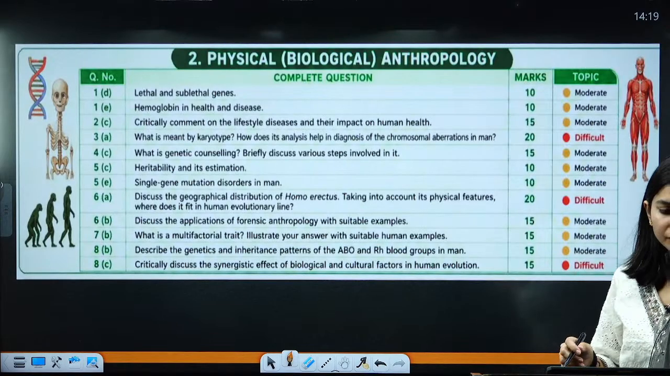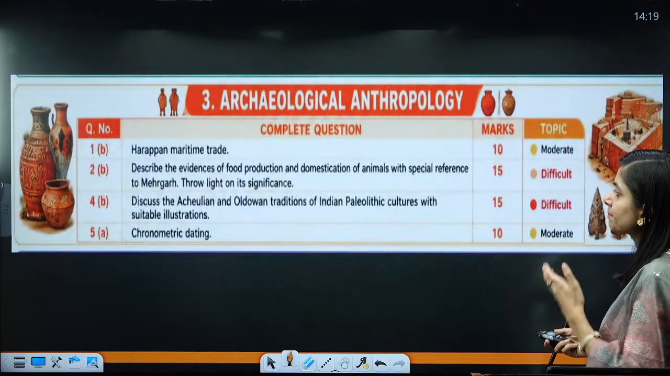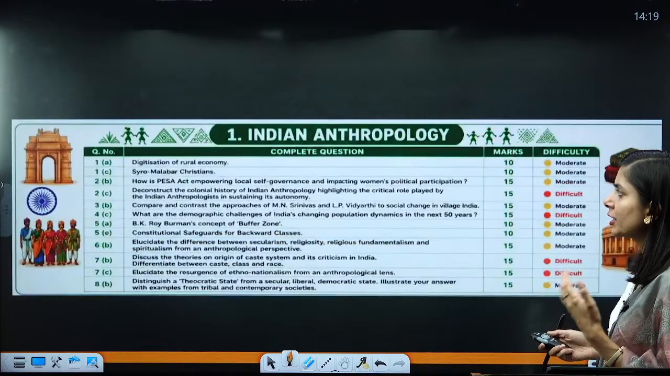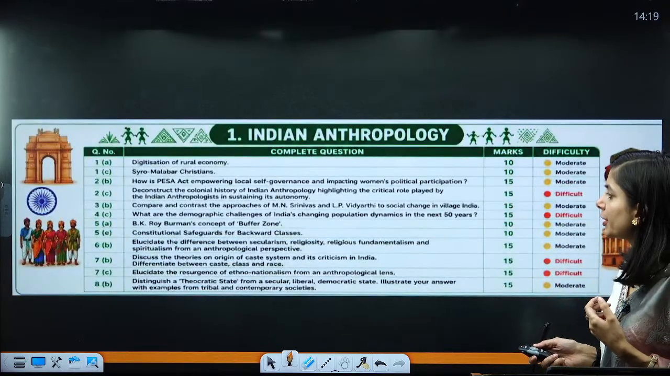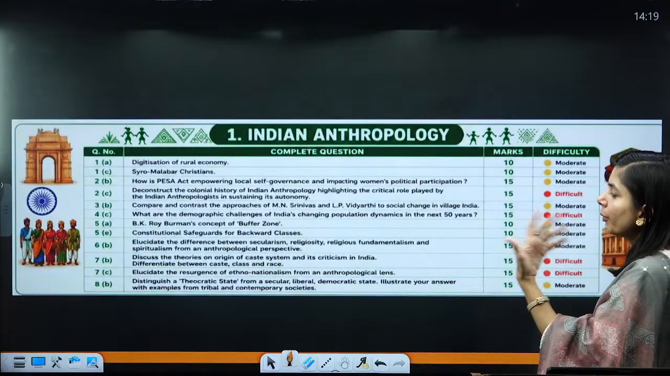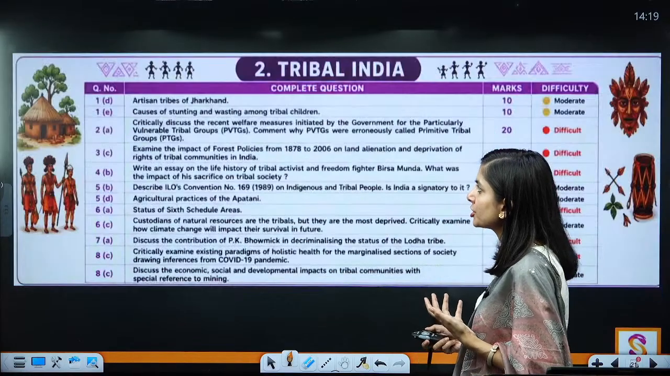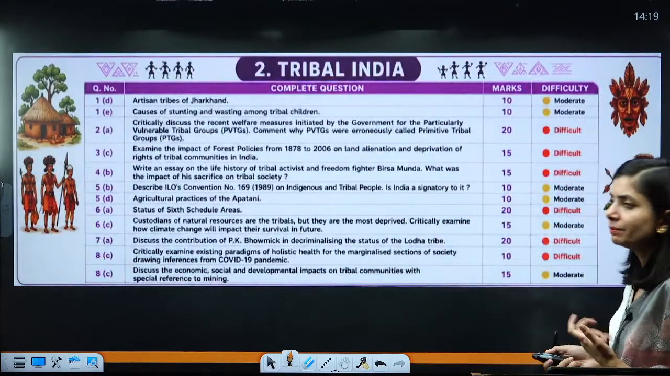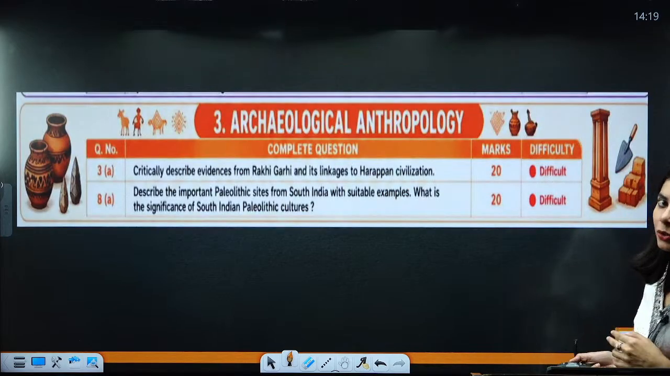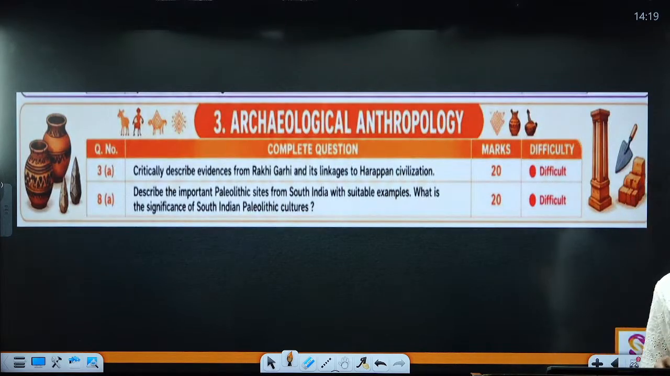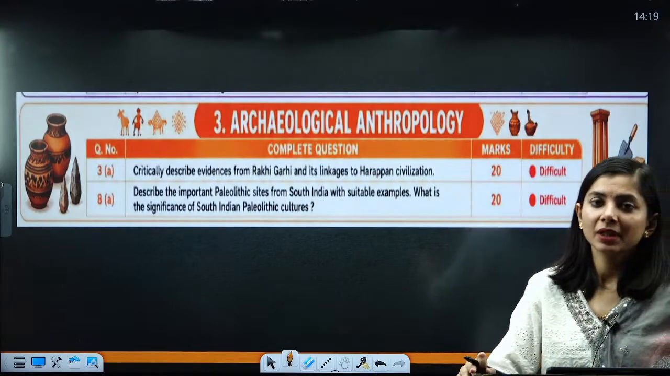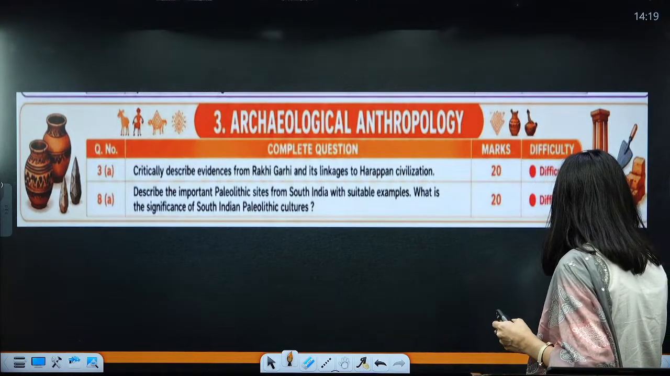Okay, now the next part is archaeological anthropology. There also you will do the same. This is paper 2. Again here more importance should be given to Indian anthropology and tribal India, but more importance should be towards Indian anthropology, that is scoring also, and there is much scope also that you can mention the things there. Fine. So that's how you need to understand what kind of things we need to understand from the PYQs.